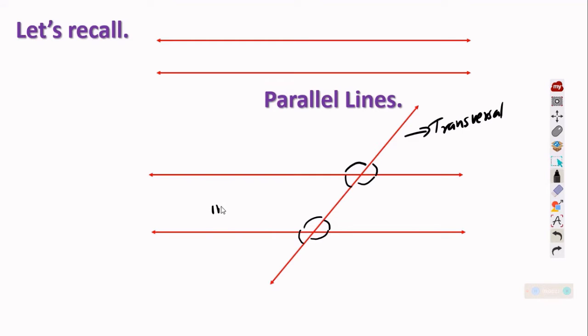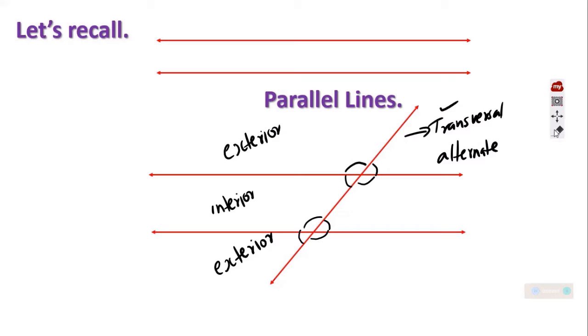This is simply named the interior of the parallel lines, and this area is named the exterior of parallel lines. And the angles on either side of the transversal, meaning on opposite sides of it, we have named as alternate angles. Okay, that much you should remember before going ahead.